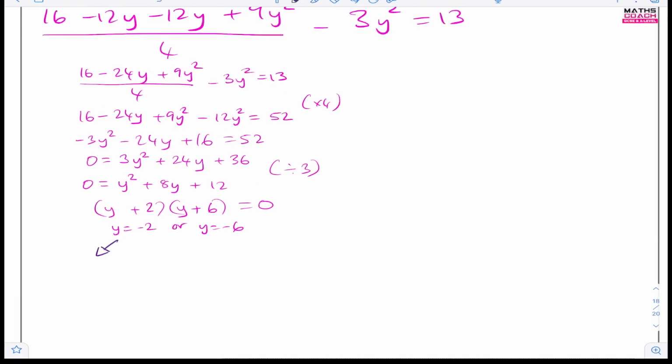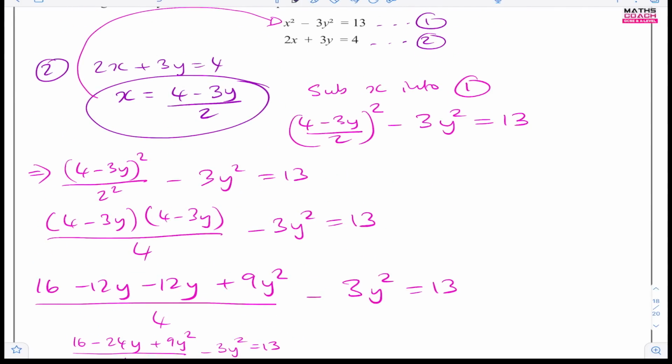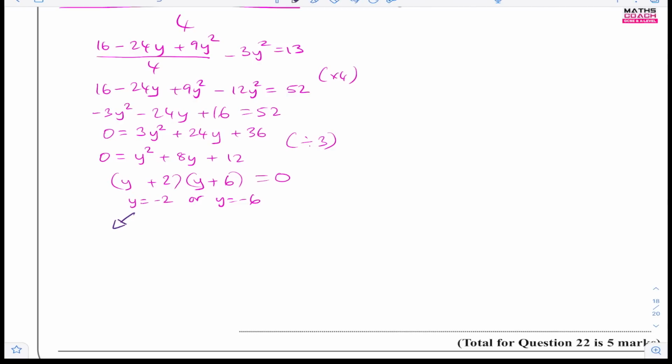So if I have y is equal to minus 2, I'm just going to substitute it into the equation right here. So 2x plus 3y is equal to 4. So I'm going to sub it in right there. So 2x plus 3 times y, which is minus 2, is equal to 4, and 2x minus 6 is what I get from that, and that's equal to 4.